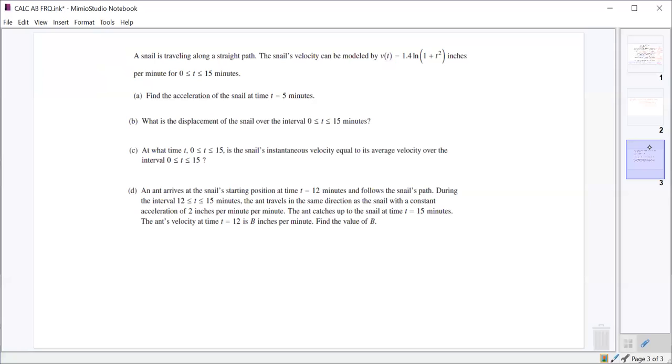The snail. So first we want the acceleration of the snail. Probably not very fast. At 5. So v prime of 5 ought to be the acceleration of the snail at 5. Your calculator will evaluate that derivative for you. Your calculator will hopefully tell you that that derivative is 0.538. Good or no?